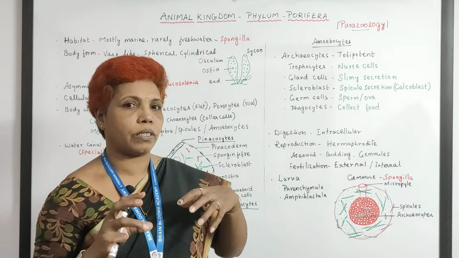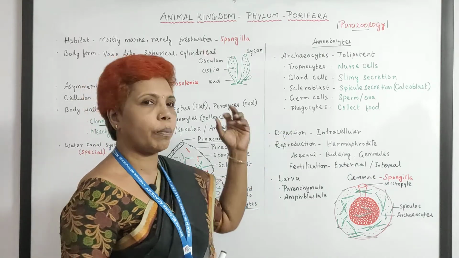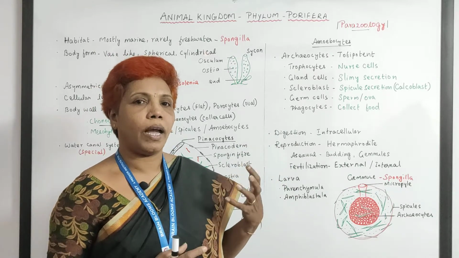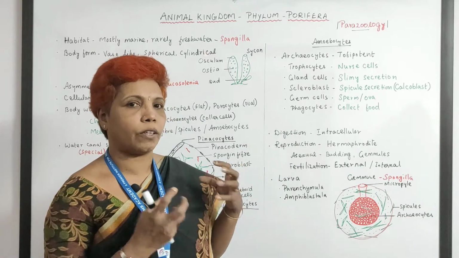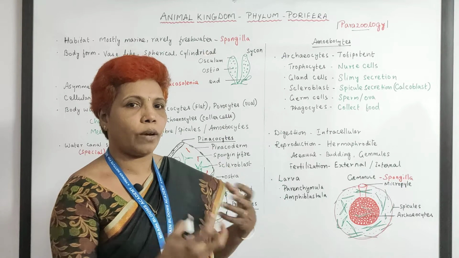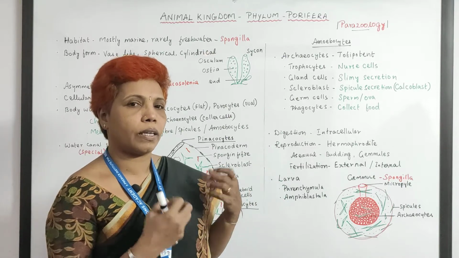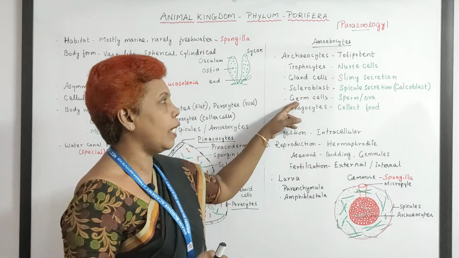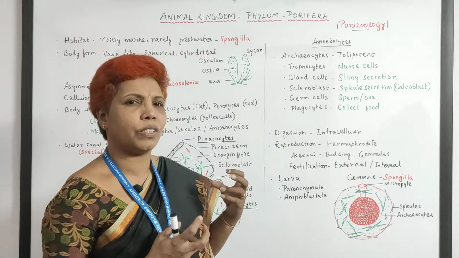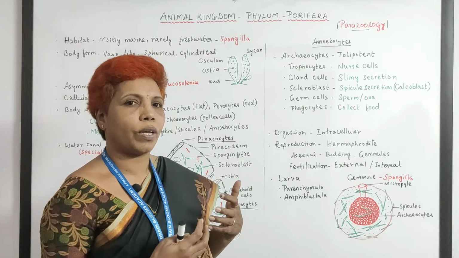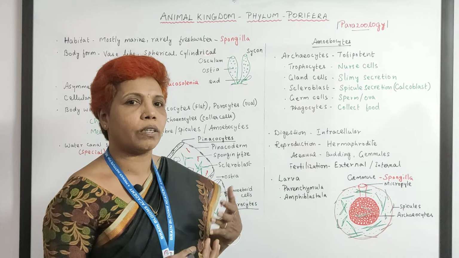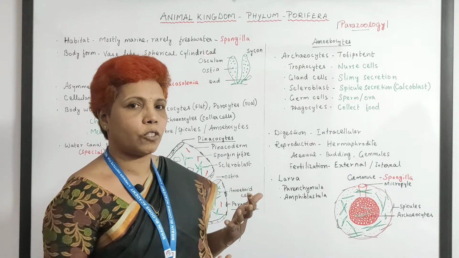performing different functions. For example, when you talk about phagocytic cells, they are meant to take food. Via the water current, the food comes and they are able to capture the food. And germ cells, germ means the production of the young one. So the germ cells like egg or sperm, anything is produced.